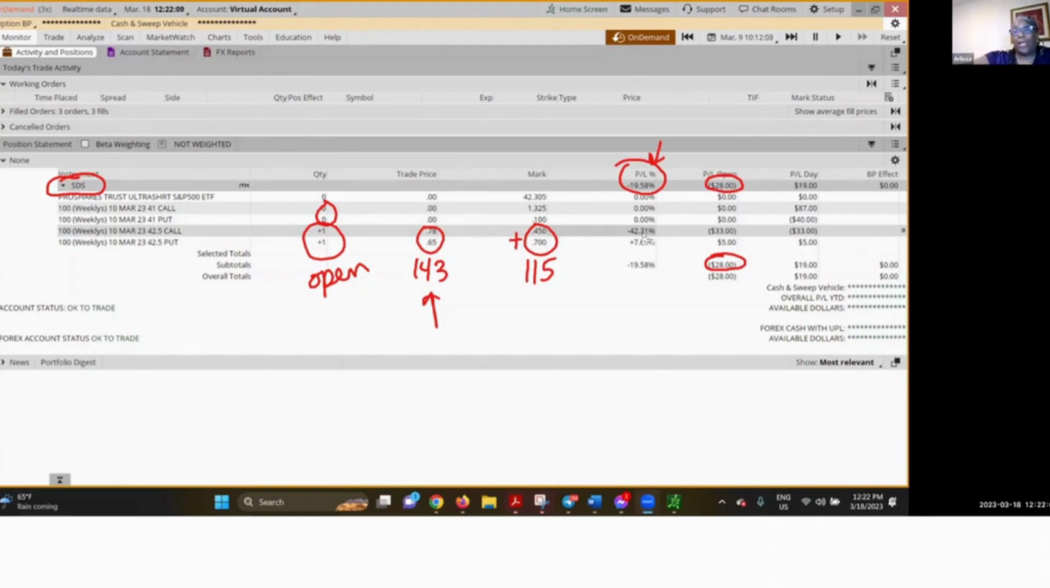Now, what you can do is say, okay, it's gone up. The call has gone up nicely and it has hit a sell zone, and you can close that side because it's not going to go up any further, and then let the put keep going.